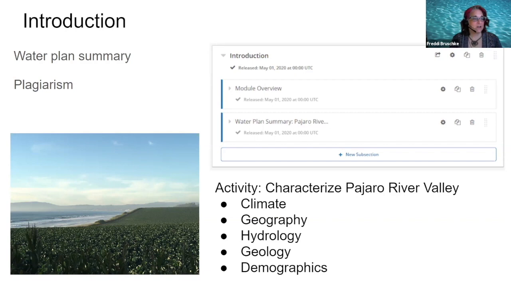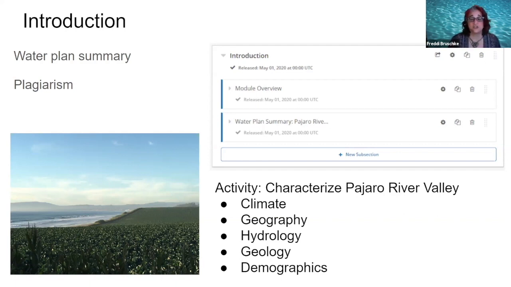That said, the first thing that we ask the students to do in the introduction is to familiarize themselves with the watershed. So we do send them to this particular watershed, which is nice because it's very discrete, it's pretty small. The Pajaro, Sam knows much more about this than I do.